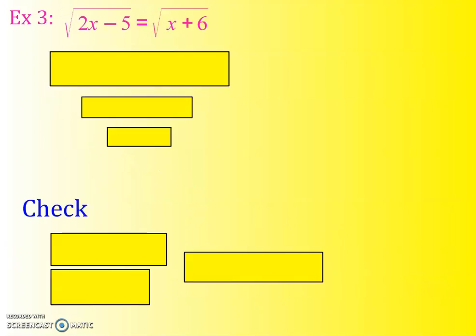Moving on to the next one. Notice you have a square root on both sides of that equal sign. Our first step hasn't changed. We're still going to look to see if we have a radical by itself.